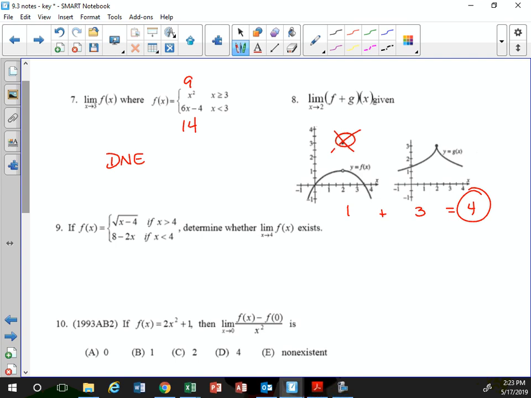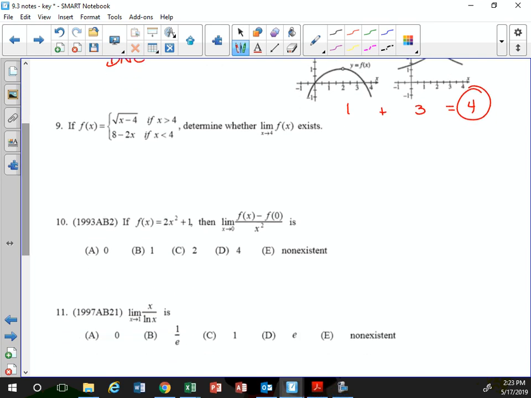All right, number 9, what do you think we're going to have to do? Figure it out. It's a piecewise function. I want to know if the limit as x approaches 4 exists. So what should I do with 4? Plug it in. What do I get in the top one? 0. What do I get in the bottom one? 0. Sure. If you really wanted to, you could tell me the limit of f of x as x approaches 4 is 0. But the question only asks, does it exist? So yes is the required answer.